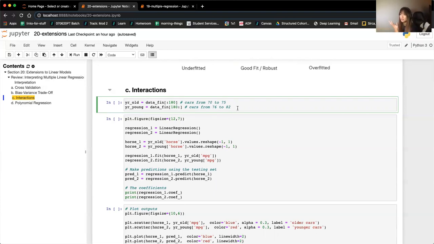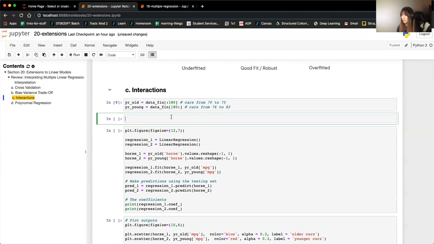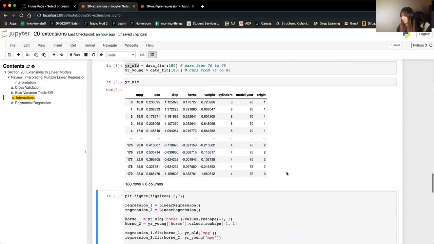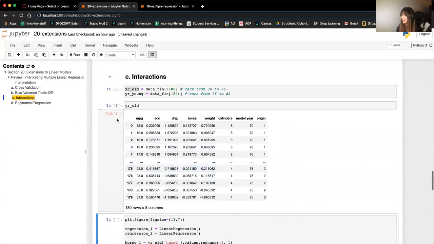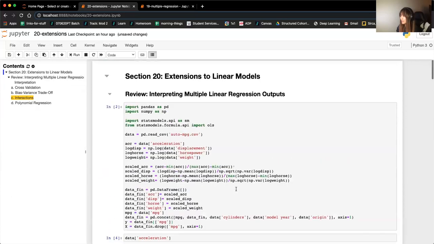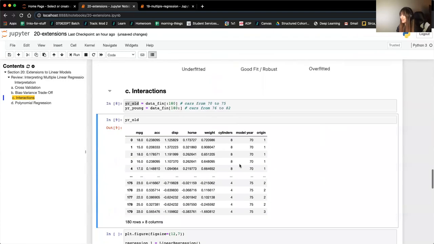So in this case, I'm going to split my data into older and younger cars. This is just finding out that the older cars are the ones with dummy variables up to 75. Oh, actually, like this. All right. Let me make sure that I'm running the correct version. Yeah, this should be fine. If I run into an error, we'll find out.